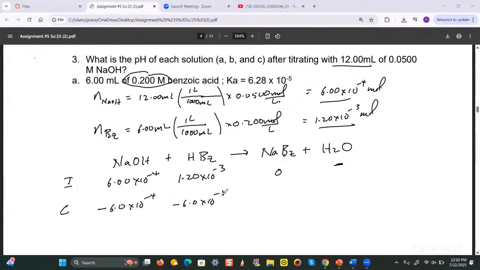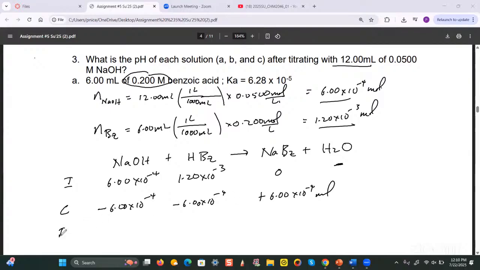Okay, so that's basically the changes for the sodium hydroxide and the benzoic acid. And then over here on the sodium benzoate, the change will be plus 6.00 times 10 to the minus 4 moles. Oh, there should be 2 zeros, by the way.